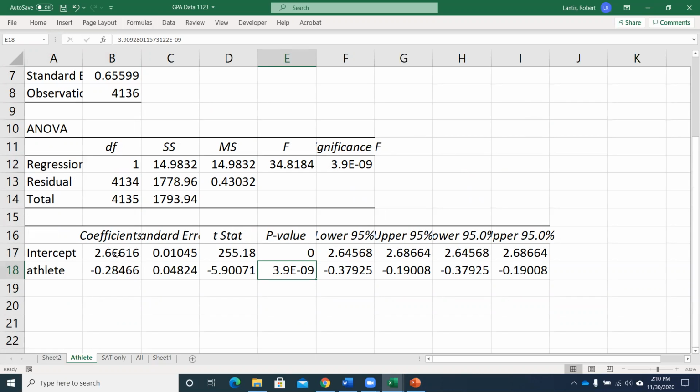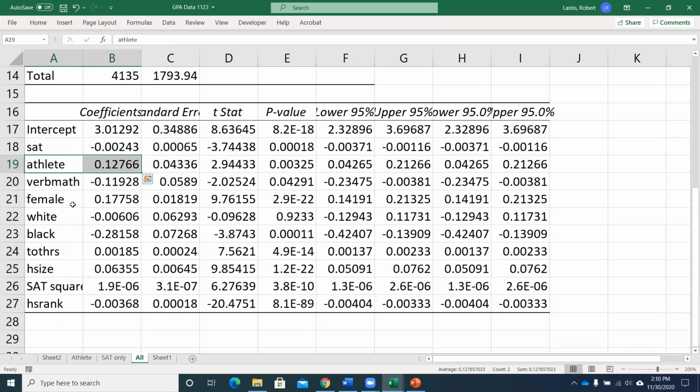Well, what if the student athletes happen to have a lower or a higher SAT score or intellectual ability? Then this is really not telling me much. But when I can control for all these other factors, now that carries a little bit more weight.